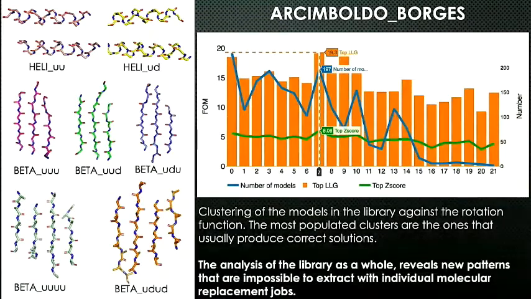Now, the natural way of using this library is together with the program ARCIMBOLDO_BORGES, in which all the models of the library are considered as a whole object. All of them are explored within Phaser, and we try to grasp the pattern of the rotation and translation that comes out. You have to understand that these are very small fragments, so sometimes the LLG and the zeta score alone are not high enough to discriminate the correct solution. So we need to analyze all of these models and consider all the results together as a whole.